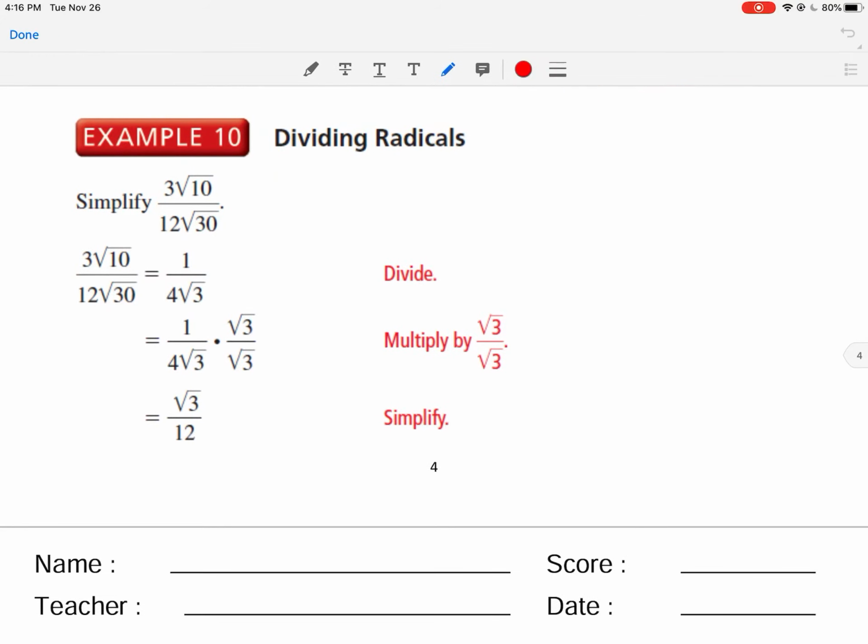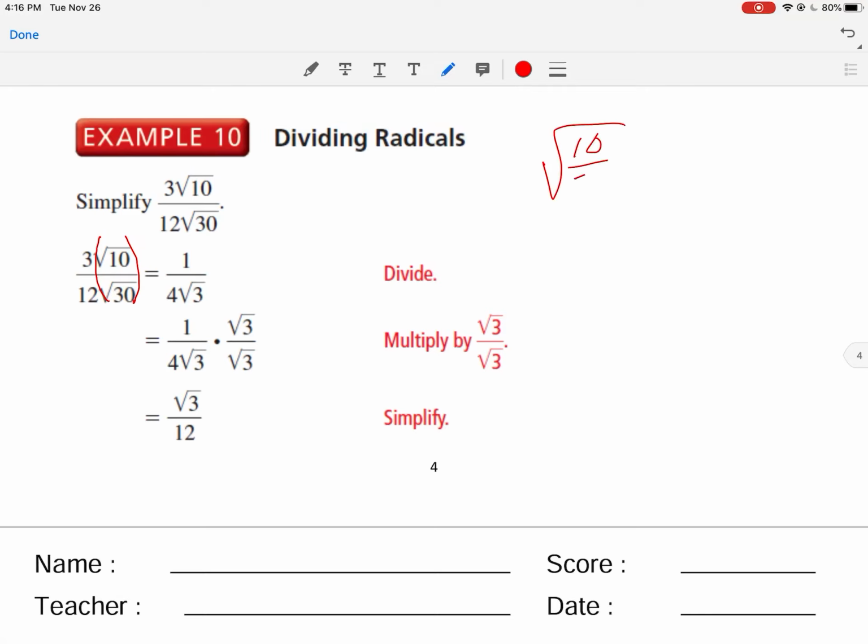Okay. And then dividing. You simplify it so you know exactly what you need to multiply by. Like you can multiply by the square root of 30, but that's just a lot of extra factors you don't need to deal with. Simplify it first if you can.